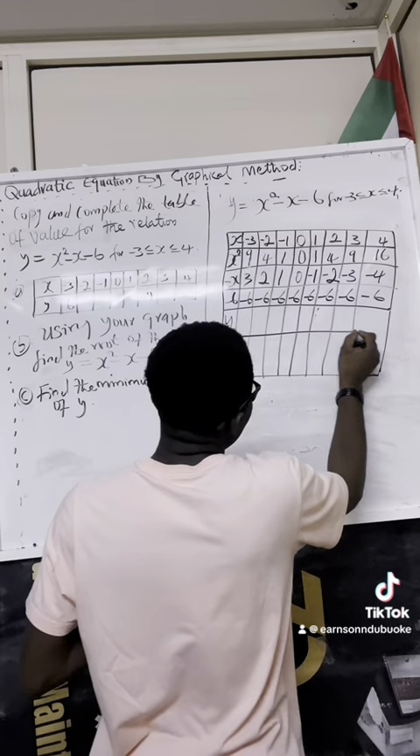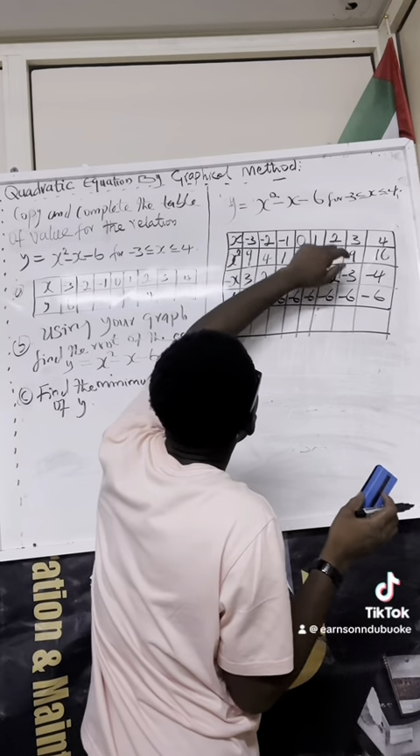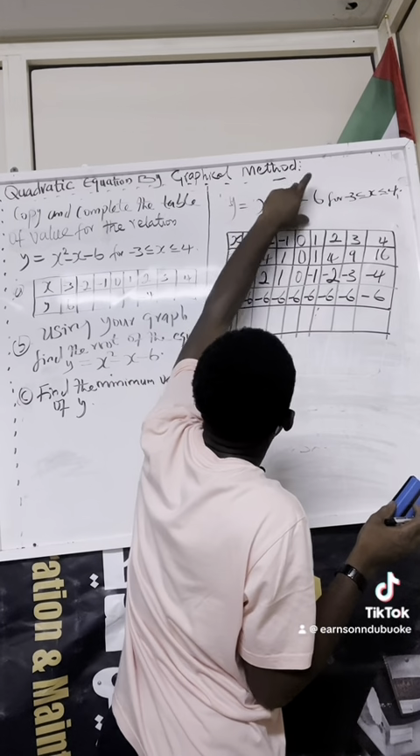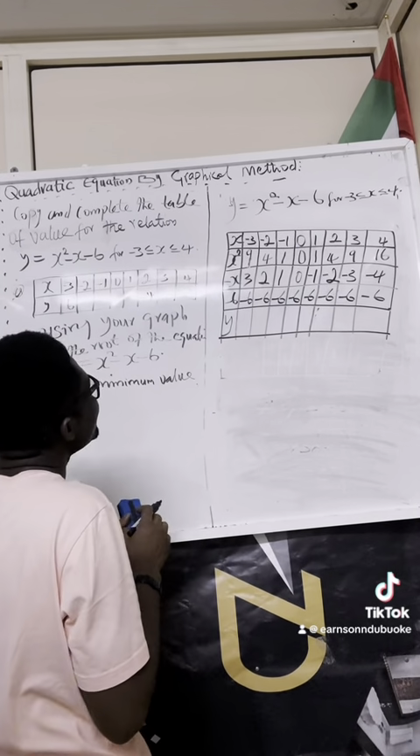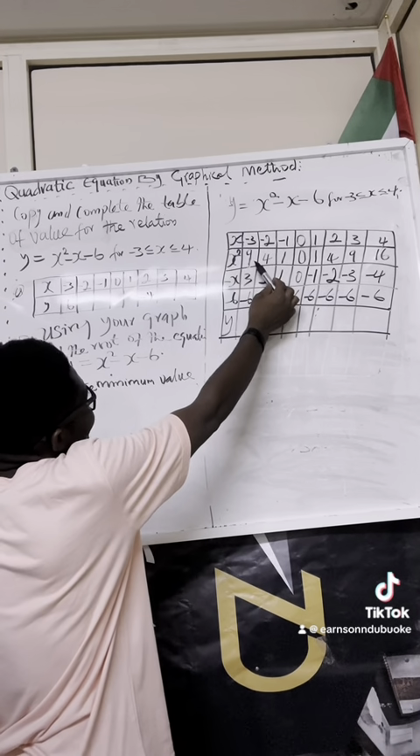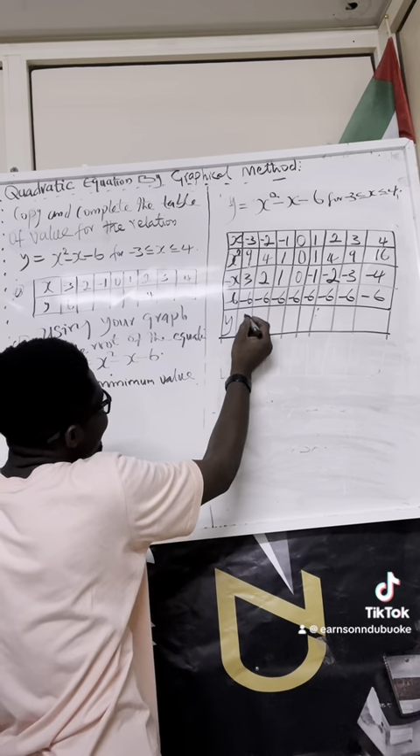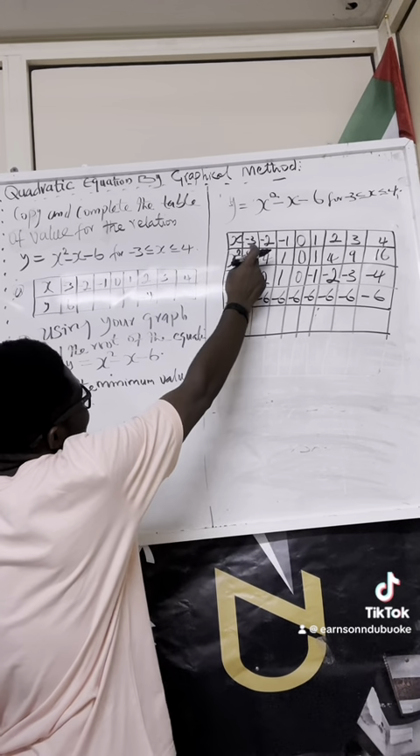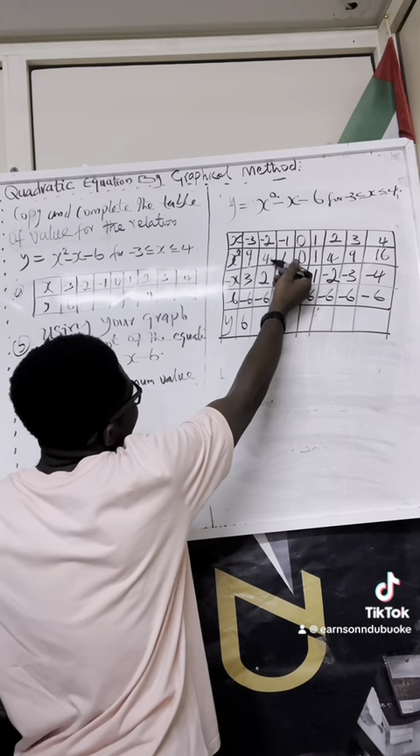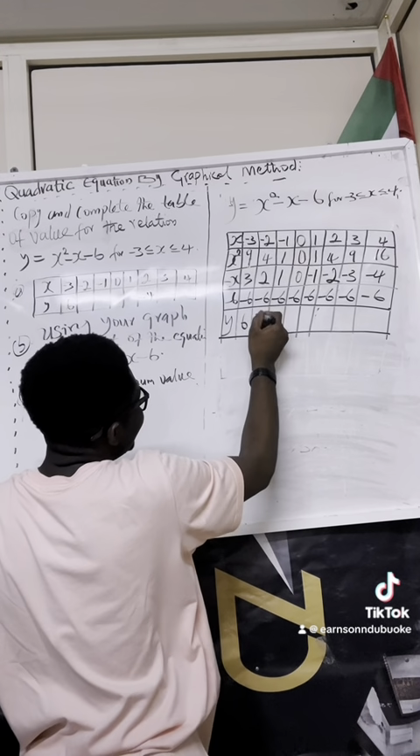For us to find the value of y, we say that y equals this: the summation of x squared minus x minus 6, whatever you got from here, is equal to y. So you start from the row of x squared, which is 9. 9 plus 3 gives me 12, and 12 minus 6 gives me 6. So the value of y here is 6. In the second column, here is 4. 4 plus 2 gives me 6, and 6 minus 6 gives 0.